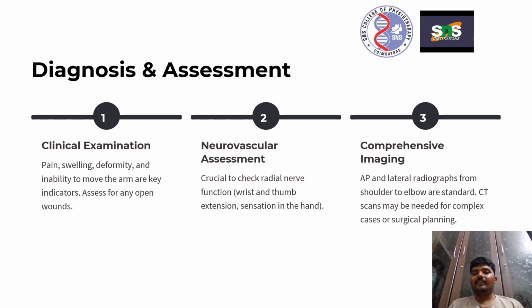Then comprehensive imaging: anteroposterior and lateral radiographs from shoulder to elbow. A CT scan may be needed for complex cases for surgical planning, to check for any intra-articular fracture or any disruption of the head.